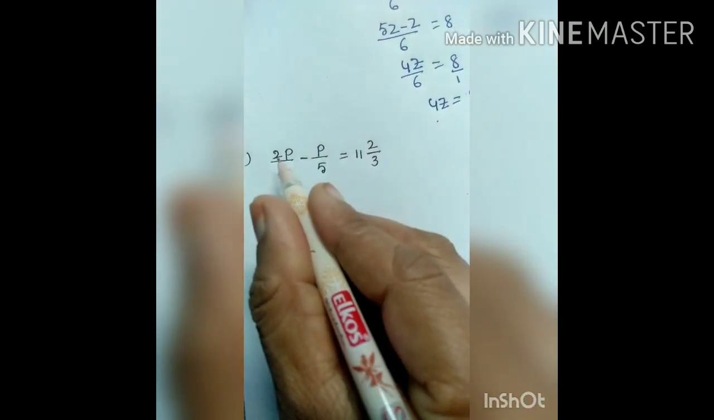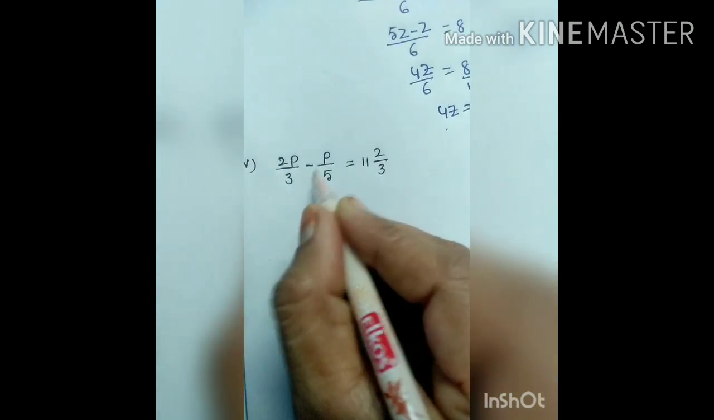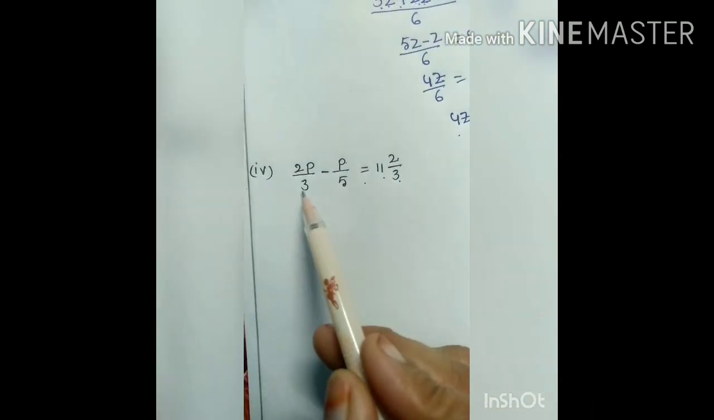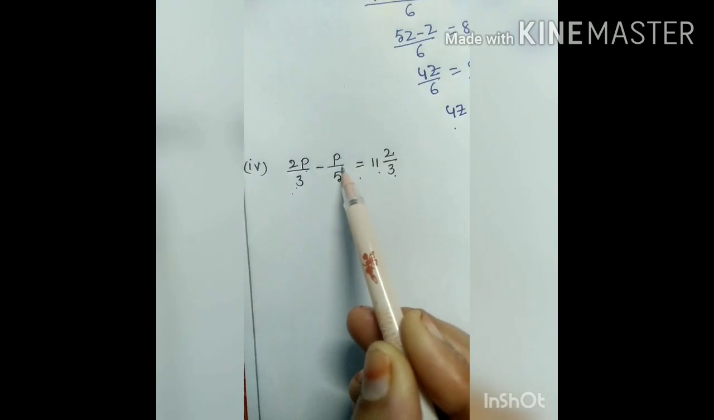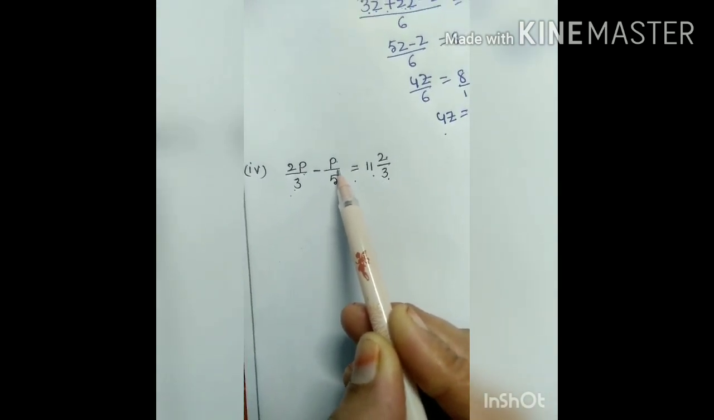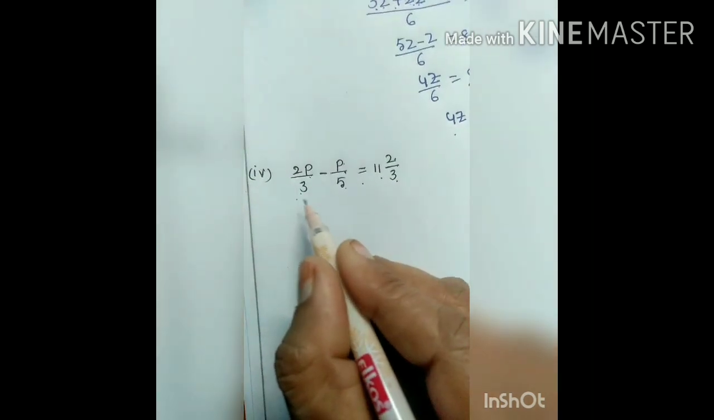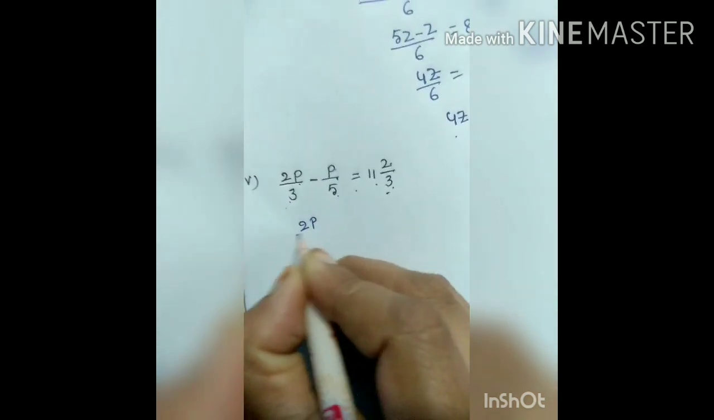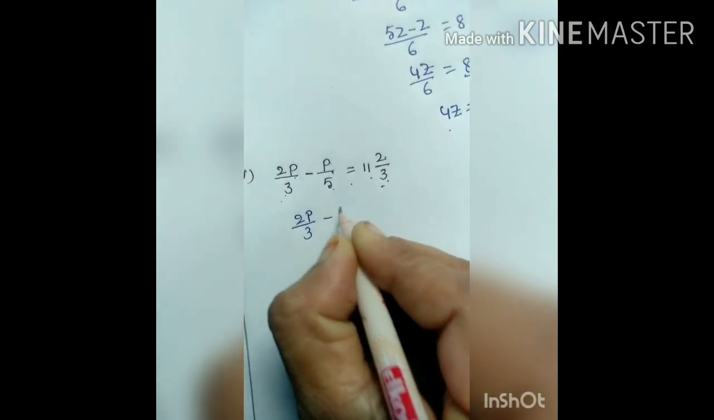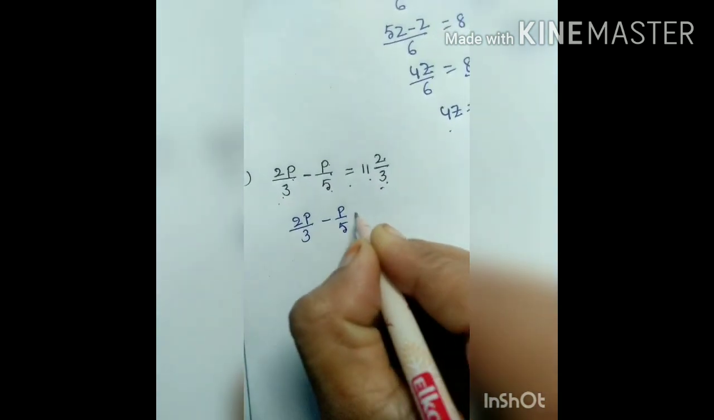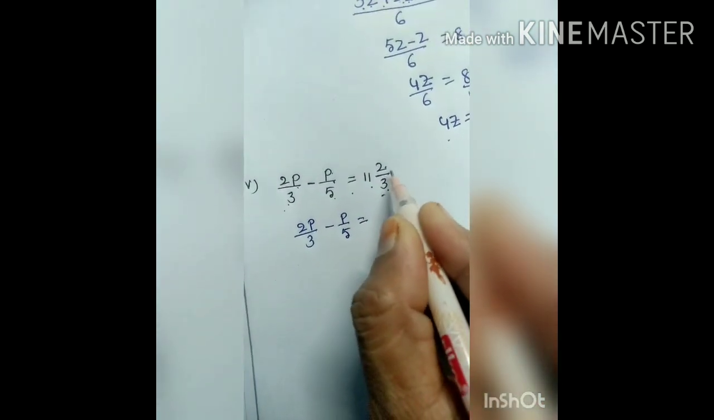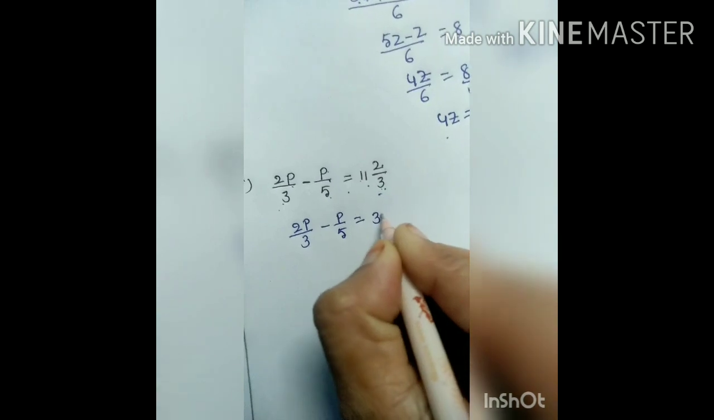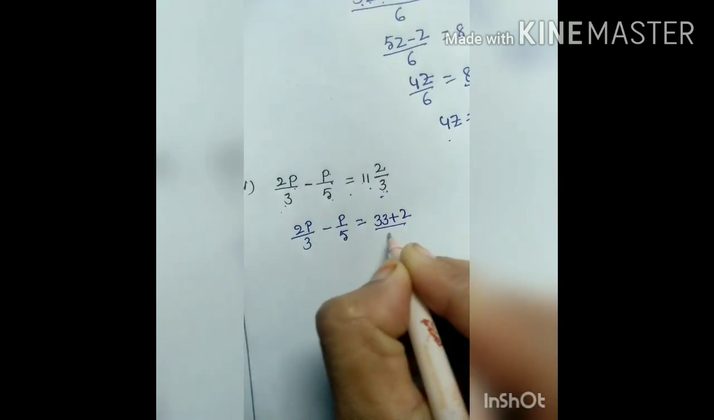Next question. 2p by 3 minus p by 5 is equal to 11 2 by 3. Here the two terms in p have p common. It is another method. Okay children, observe that this is the LHS and this is the RHS. Now write 2p by 3 minus p by 5 is equal to, the mixed fraction changed to an improper fraction. 3 into 11, 3 11s are 33 plus 2 by 3.